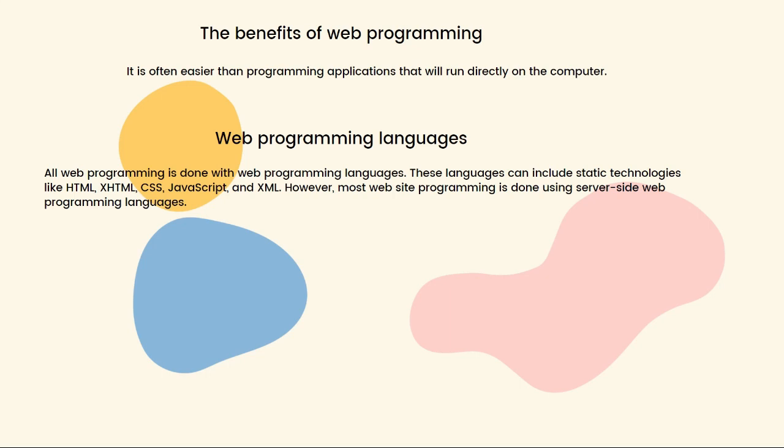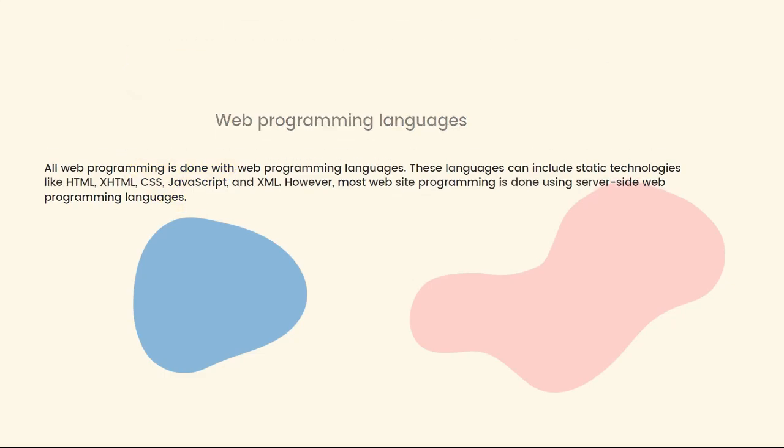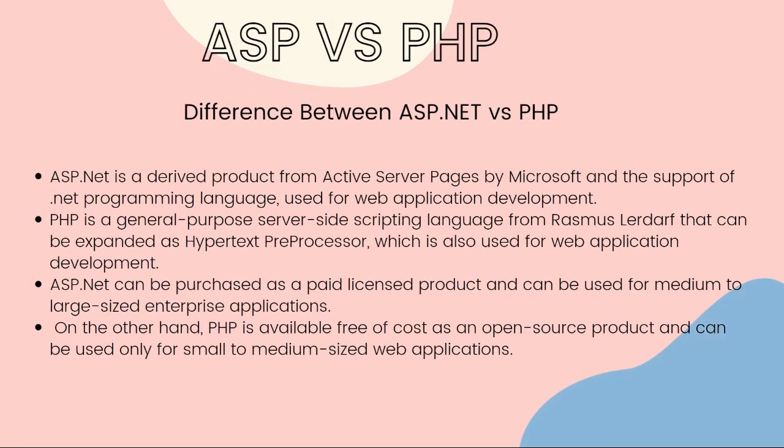Web programming language. All web programming is done with a web programming language. This language can include static technology like HTML, CSS, JavaScript, and XML. However, most website programming is done using a server-side web programming language. Okay, ASP vs PHP.